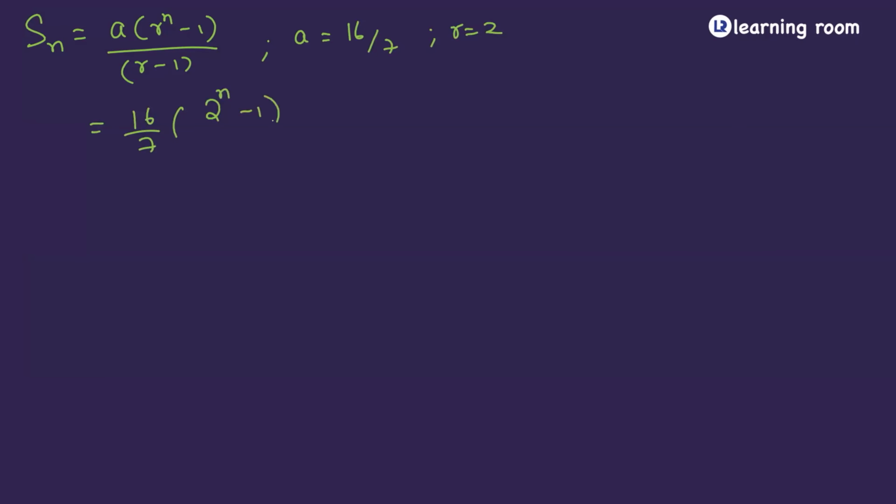So what is going to be the sum of the n terms? It is A into r power n minus 1 divided by r minus 1. A is 16 by 7, and r is 2. Take these two values and substitute it here and you will get the answer. It will be 16 by 7 into 2 power n minus 1, the whole divided by 2 minus 1. So the answer should be 16 by 7 into 2 power n minus 1.